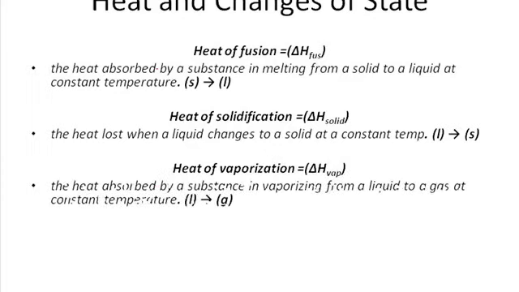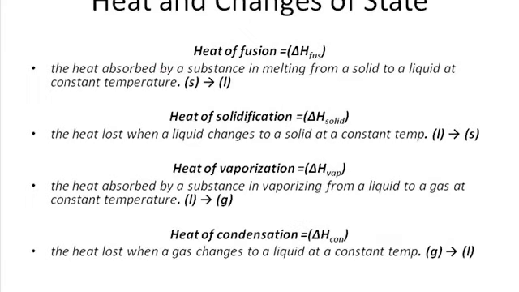Heat of vaporization is the heat absorbed by a substance in vaporizing from a liquid to a gas at constant temperature. And heat of condensation is the heat lost when a gas changes to a liquid at a constant temperature. Now, take a look. You have heat absorbed, heat lost. Heat absorbed, heat lost. Okay?